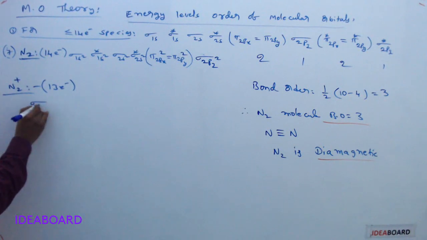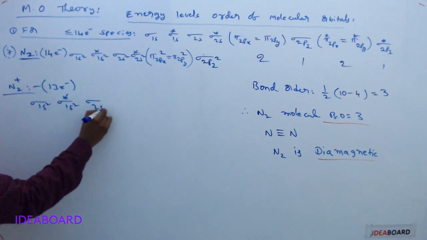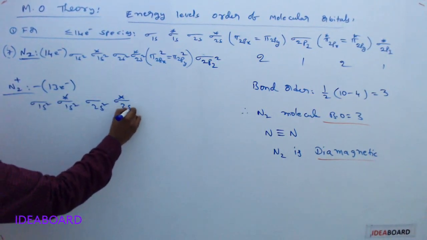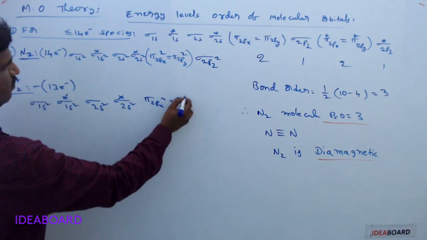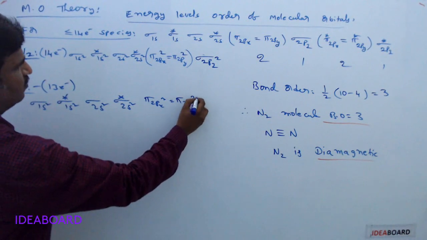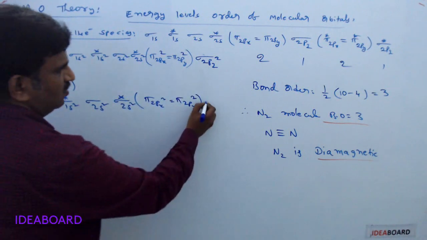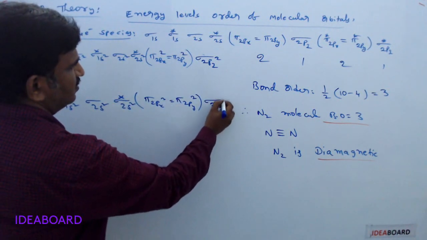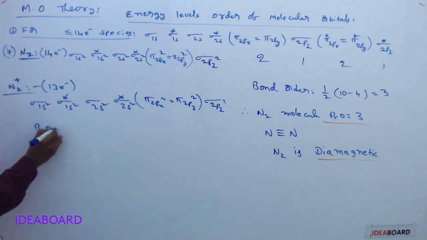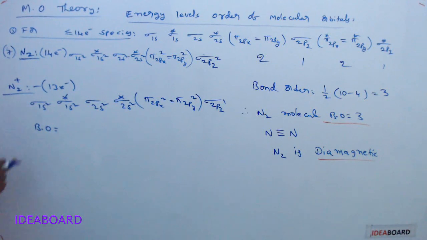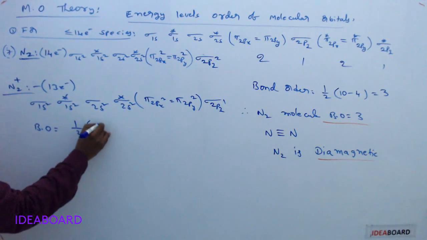13 electrons: sigma 1s2, sigma star 1s2, sigma 2s2, sigma star 2s2. Next, pi 2px2 equal to pi 2py2. Then one electron is removed now. You remove it from the last shell. Then it becomes sigma 2pz1. Then calculate the bond order for this. Please calculate the bond order. Bond order is equal to half into Nb minus Na.